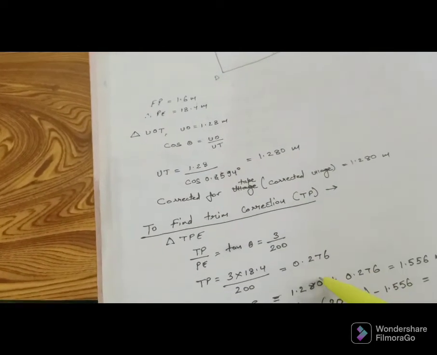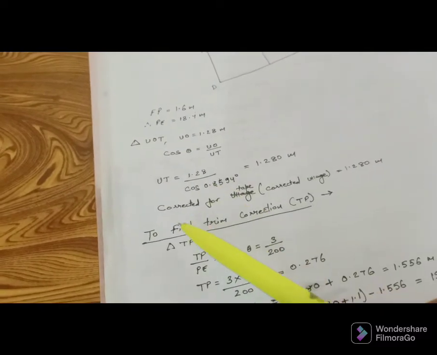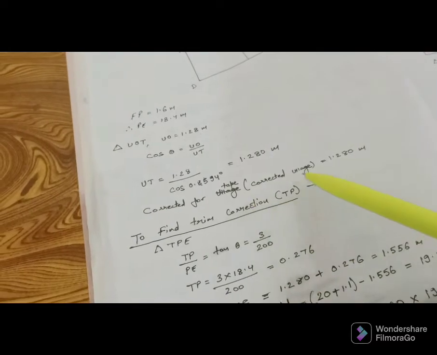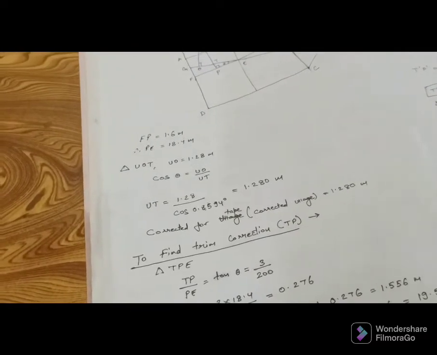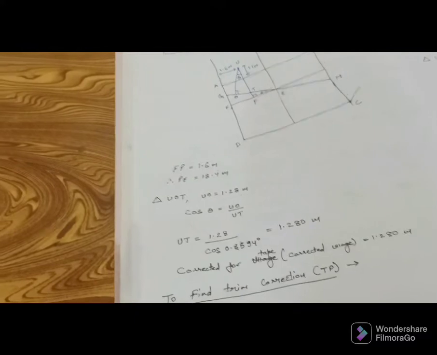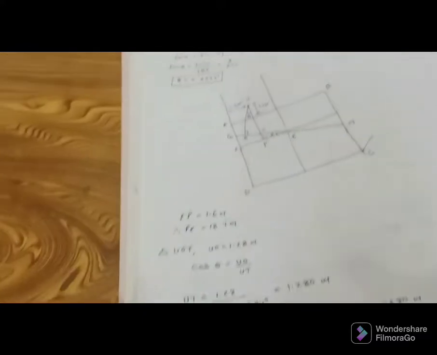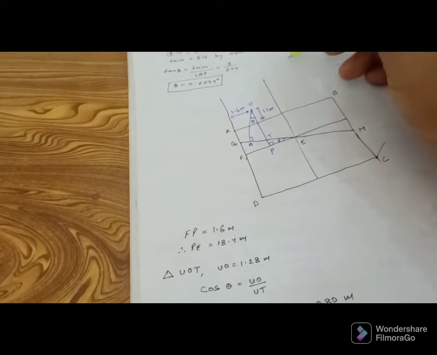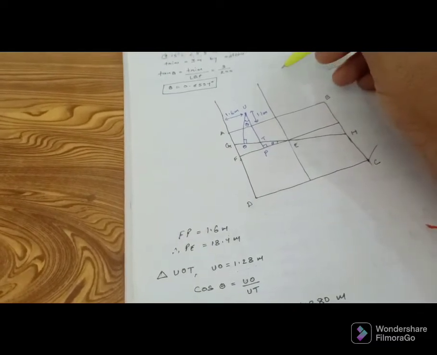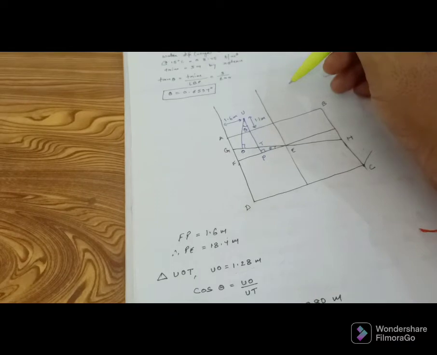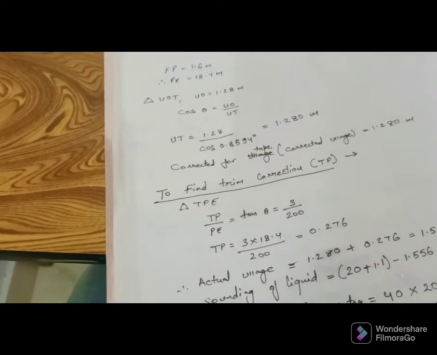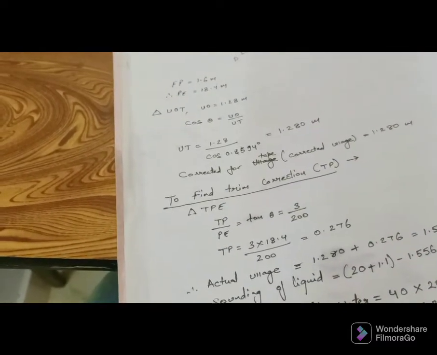Now you know the corrected tape, corrected LH is 1.280. So your corrected LH you have calculated, which is UT. So UT is 1.280. This is the corrected LH. So over here you calculated the corrected LH. Now you have to find the trim correction.